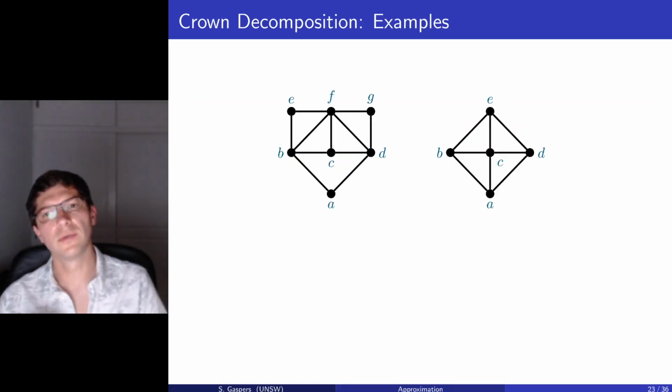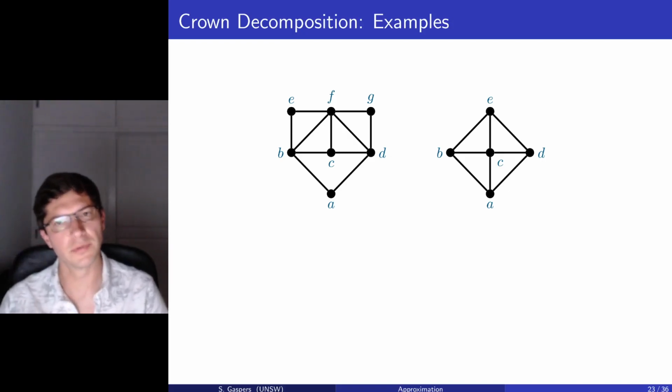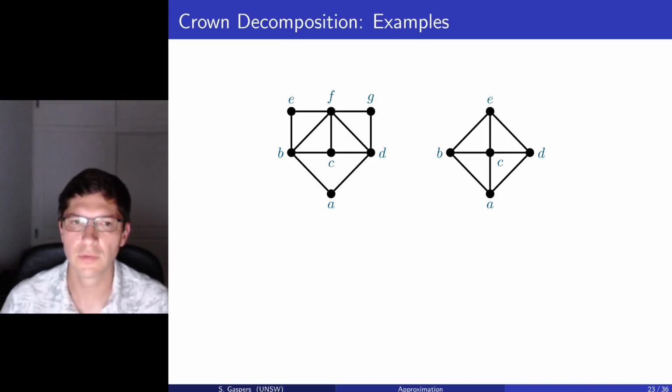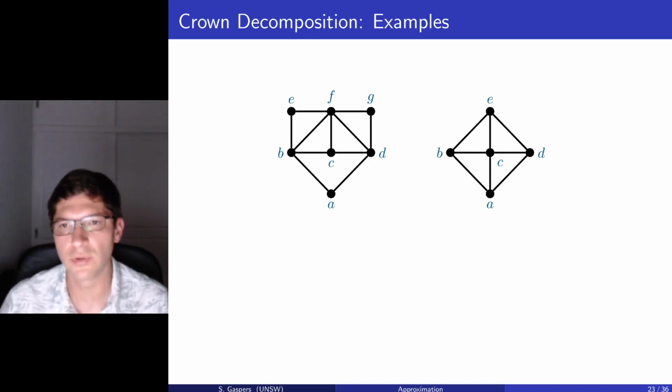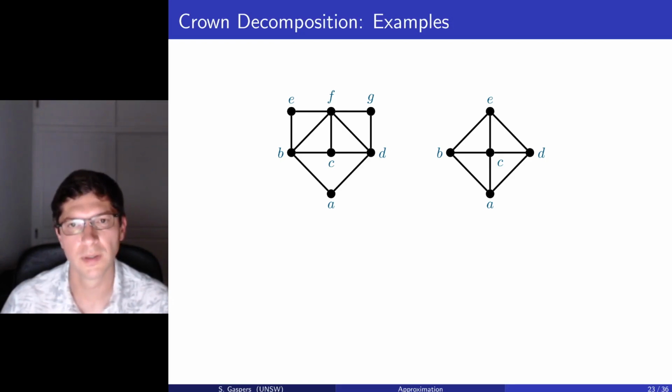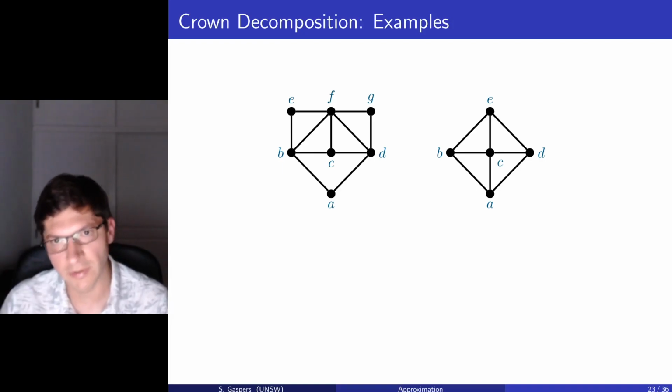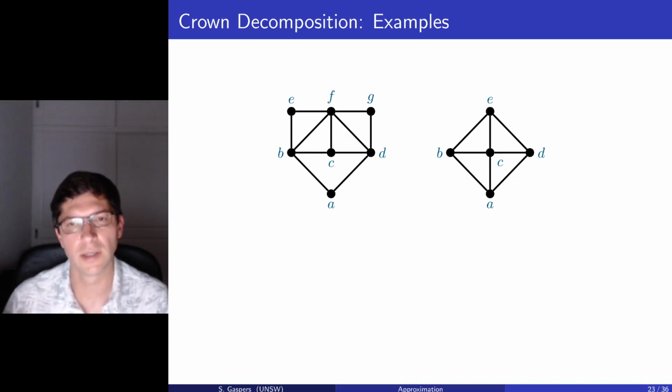Before continuing, let's reason a bit more about Quown decompositions. I have given you two graphs here, and we want to compute a Quown decomposition for each of them. The Quown is an independent set, its neighborhood is the head, and we must have this matching between the head and the Quown.